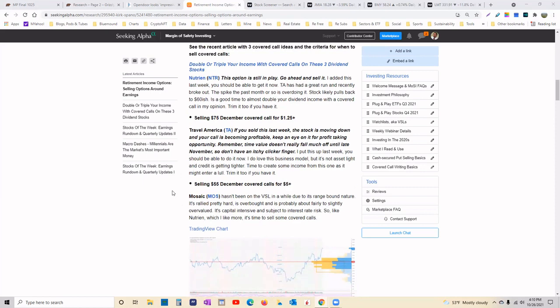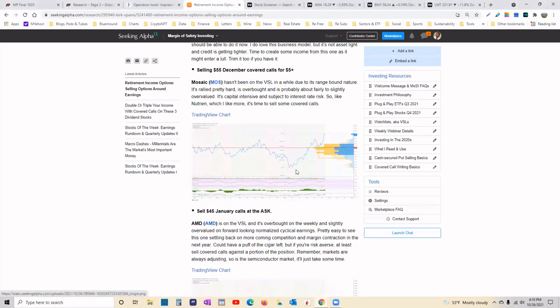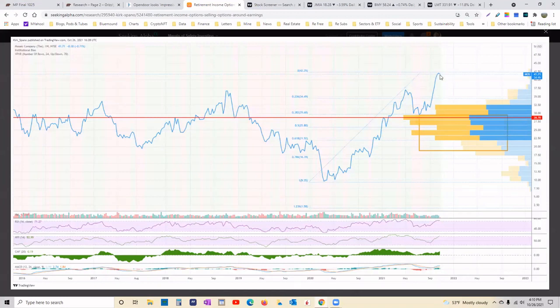Travel America, same thing. I added Mosaic, even though I took that off of VSL a while back, just in case anybody had it. It's way up here. Been range bound for years, so it's at the top of the range. Probably a good time to write a covered call.